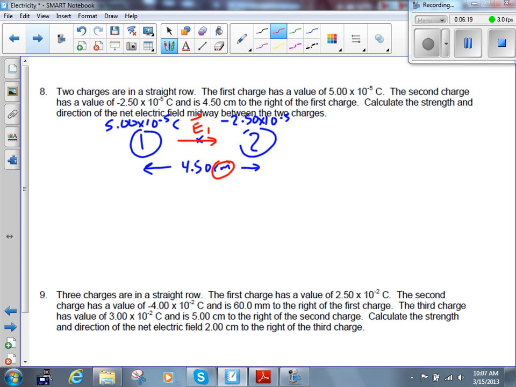All right, let's take a look at the field caused by number 2. It's a negative charge, so the field is going to point which way, toward or away? It's always going to point towards the negative producer. E2 is to the right. Now we calculate both of those fields.